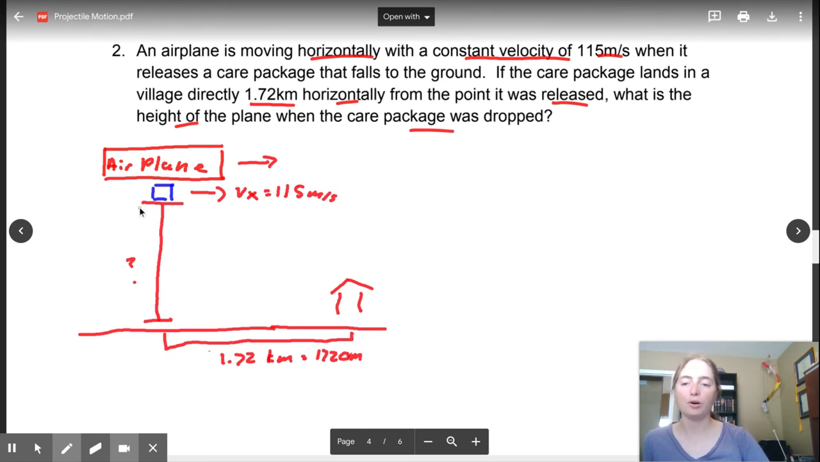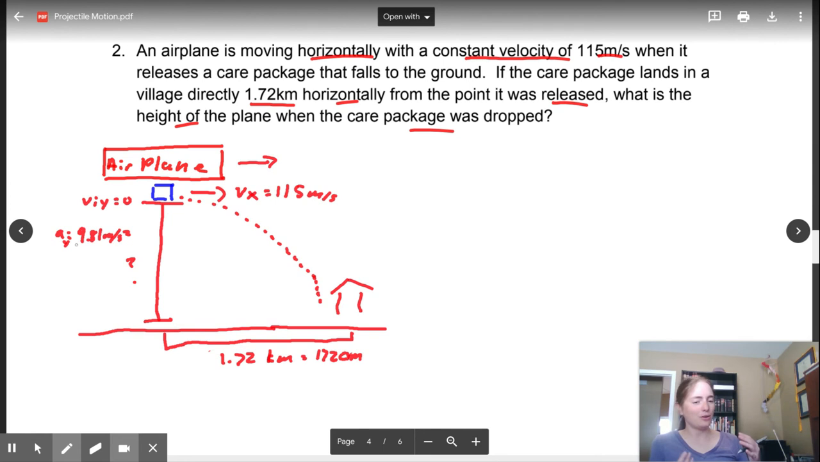Okay, well, what is the Vi on the Y as the care package is falling like this? 0. Vi on the Y is going to be 0. What is your acceleration? 9.81 meters per second squared. And that's acceleration on the Y. Okay. We've now got kind of a visual to see what we're dealing with here.